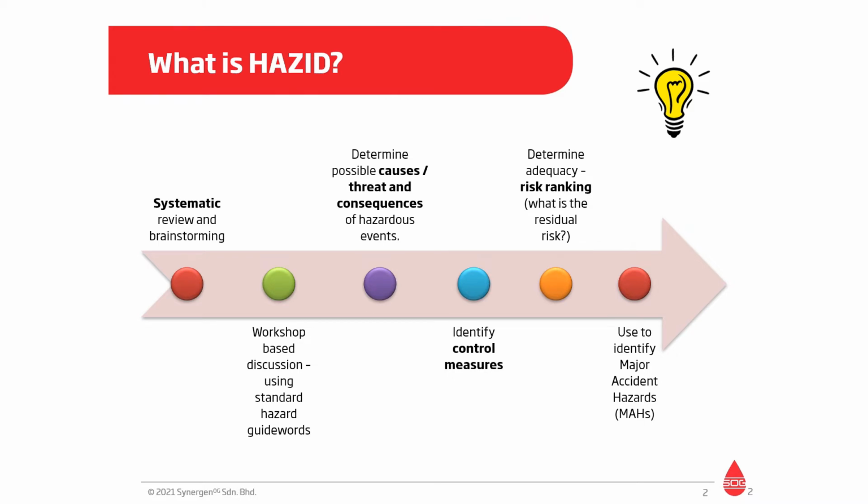Following that, formal risk ranking will be undertaken to assist in identifying high-risk areas and focus for risk reduction. On the other hand, HAZID can also help us to identify any major accident hazards in the workplace.